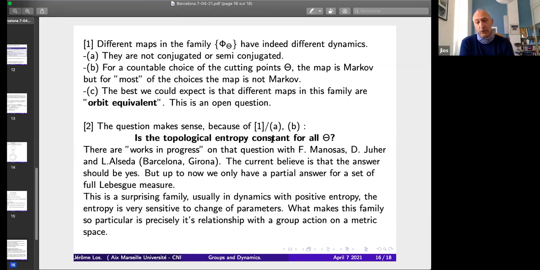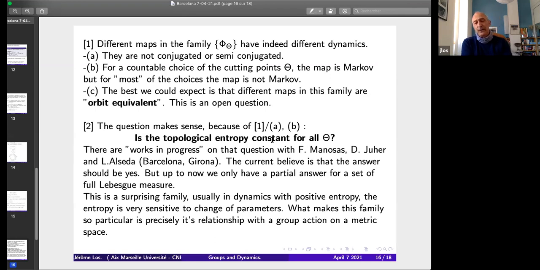And so in general, we do not yet have an answer, but there is some work in progress on that question with Frances Magnosa, David Juher, and with Alceda. The current belief is that the answer should be yes. But up to now, we only have a very partial answer. The best we have right now is that the answer is yes for a subset of full Lebesgue measure.